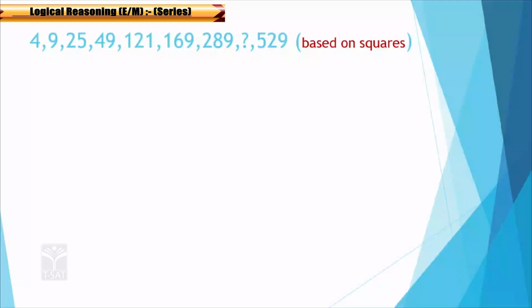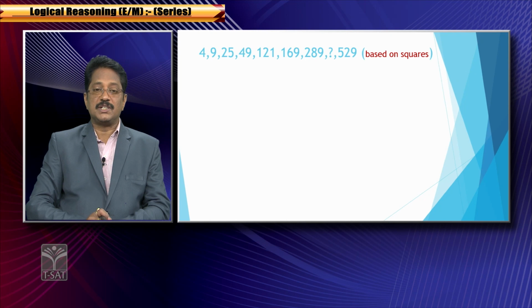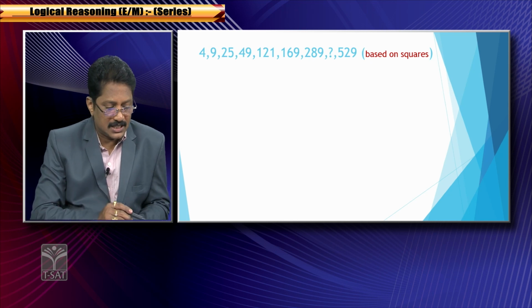Okay. Now, we will go to the next one, based on squares. So, this question is based on squares. 4, 9, 25, 49, 121, 169, 289. What is the next number? Correct? Okay. So, based on squares here.